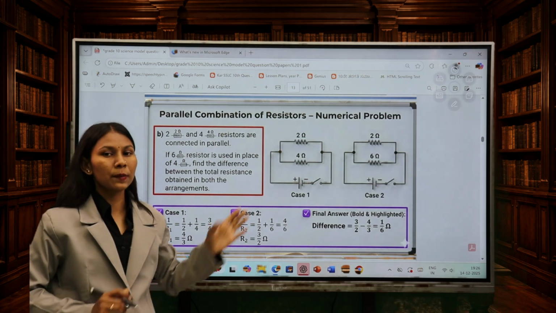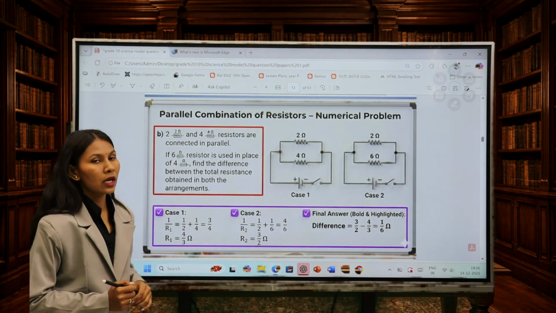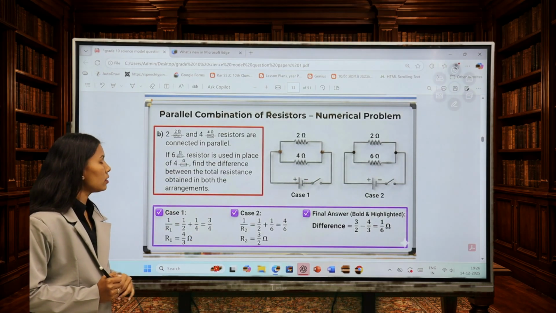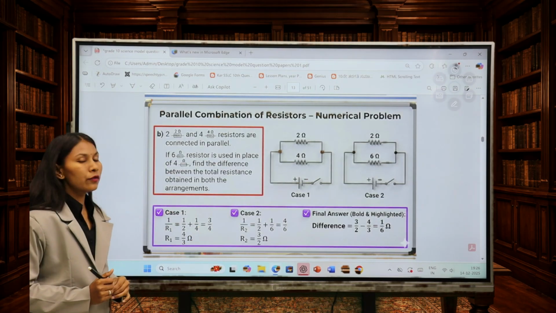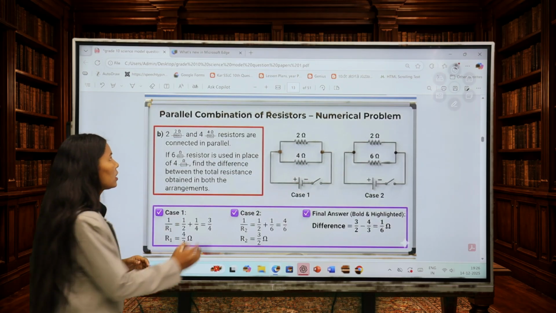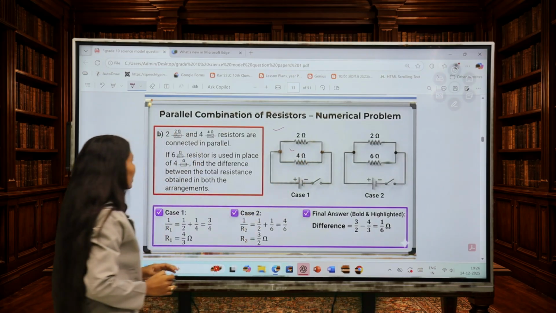11th question, this is the B part. A parallel combination of resistors is given here. So this is a numerical problem. Let's go to the question. 2 ohm and 4 ohm resistors are connected in parallel. As you can see here, the 2 ohm and 4 ohm resistors are connected.